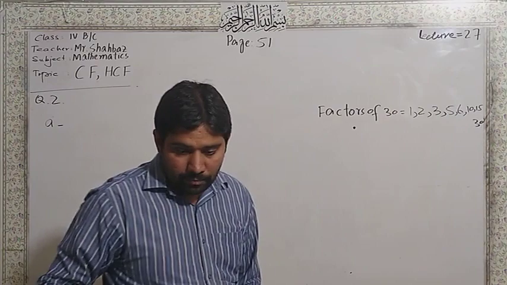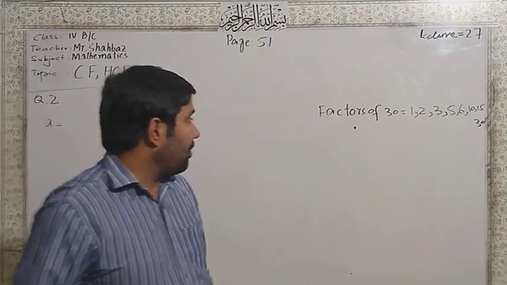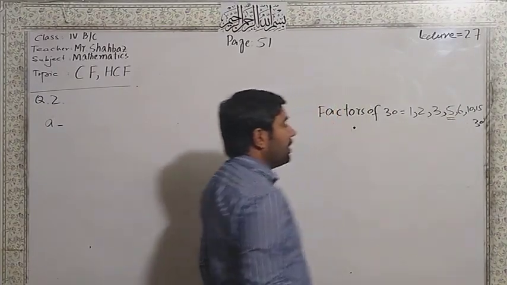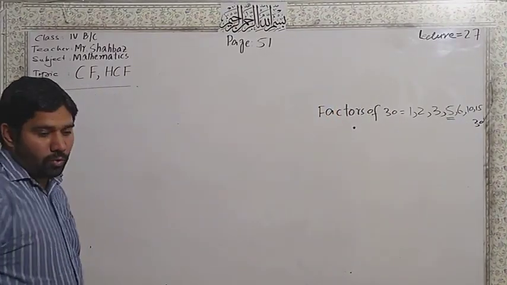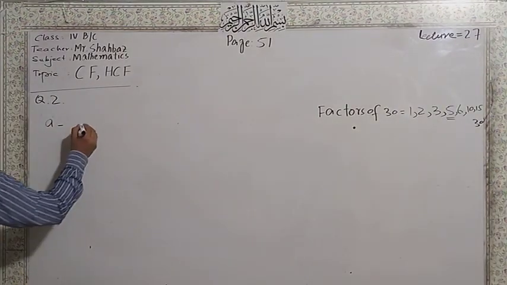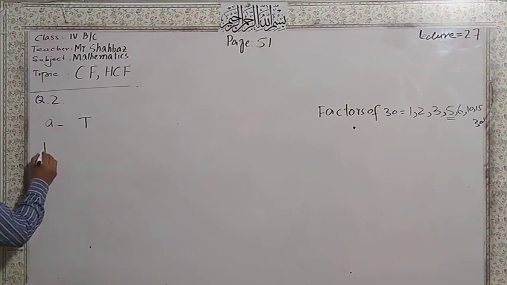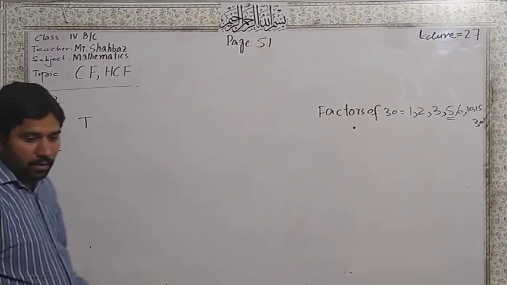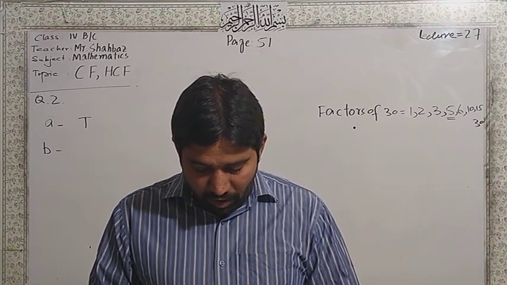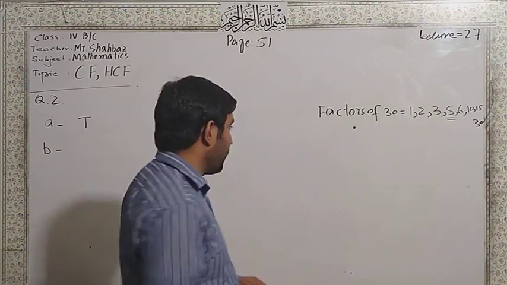Here the question is, 5 is a factor of 30. Does 5 is present here? Yes. It means the statement is true. 5 is a factor of 30. You have to write T. This is true. Next, B. 1, 3 and 4 are the only common factors of 12 and 24.